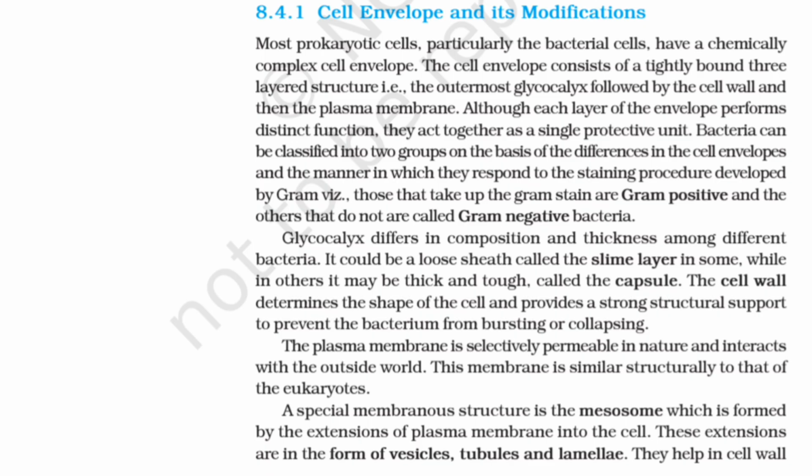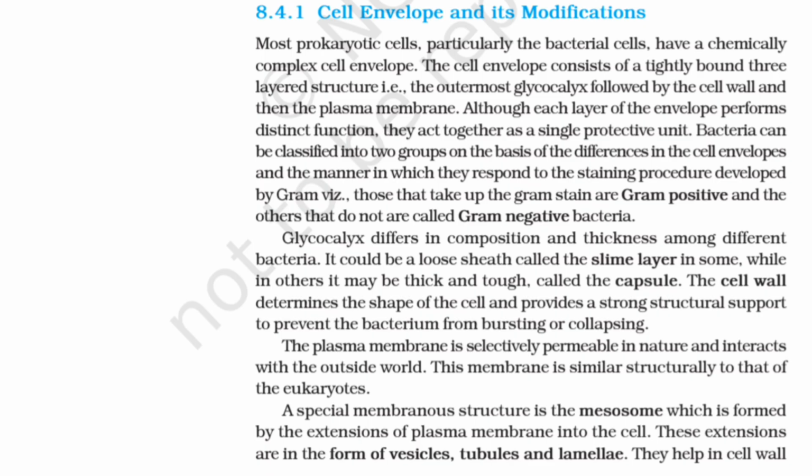Glycocalyx differs in composition and thickness among different bacteria. It could be a loose sheet called the slime layer in some, while in others it may be thick and tough, called the capsule. The cell wall determines the shape of the cell and provides a strong structural support to prevent the bacterium from bursting or collapsing. The plasma membrane is selectively permeable in nature and interacts with the outside world. This membrane is structurally similar to that of the eukaryotes.